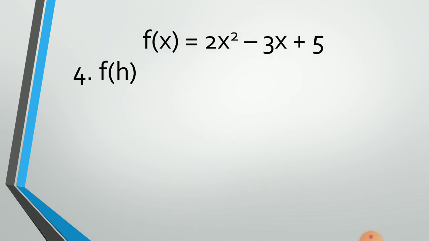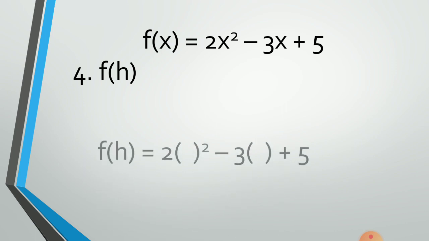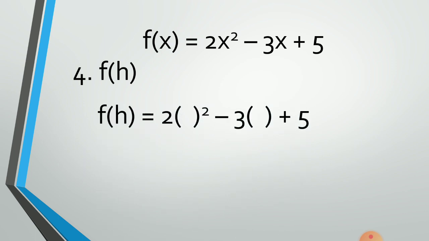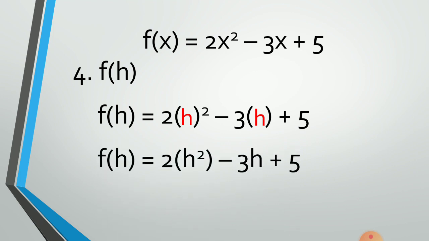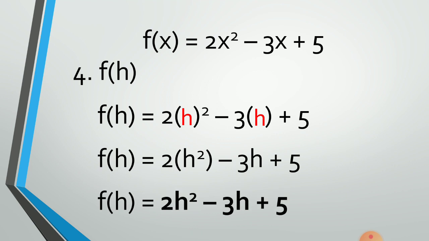Then we have f of h. So replace all the x variables with h. That will be 2 times h squared minus 3 times h plus 5. So h squared means h times h, and that is h squared. The negative 3 times h is negative 3h. Then copy plus 5. Then 2 times h squared is equal to 2h squared, then copy minus 3h plus 5.